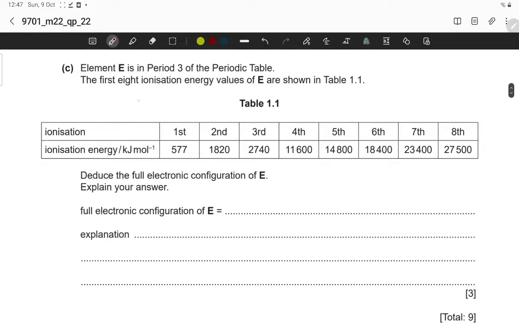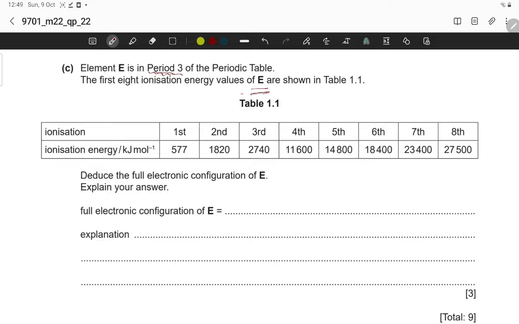Next question: element E is in period 3 of the periodic table. The first 8 ionization energy values of E are shown in table 1.1: 577, 1820, 2740, 11,600, 14,800, and 18,400, up to 11,614. So these are the ionization energies of the first, second, third, fourth, fifth, sixth, seventh and eighth electrons. So element E is in period 3 of the periodic table.